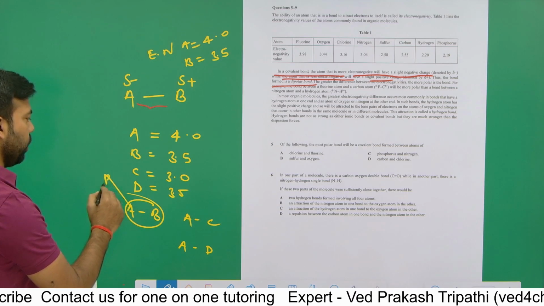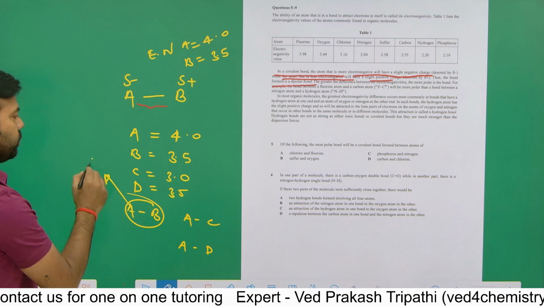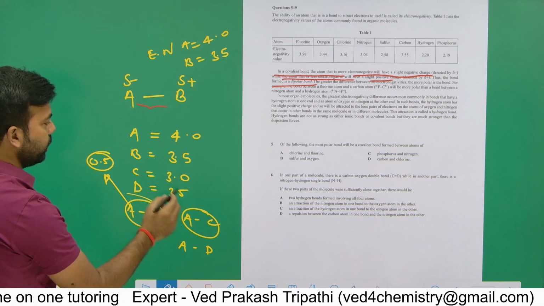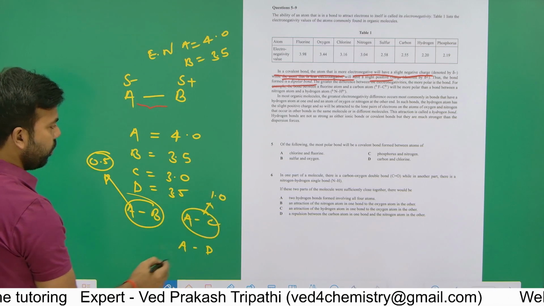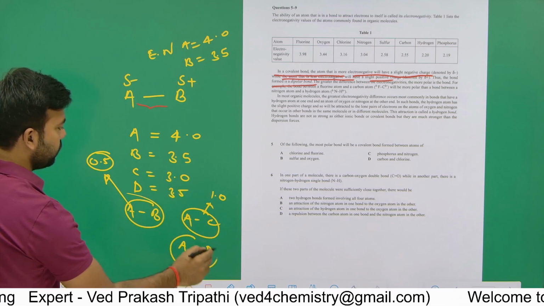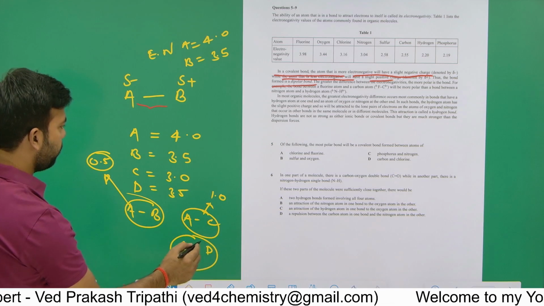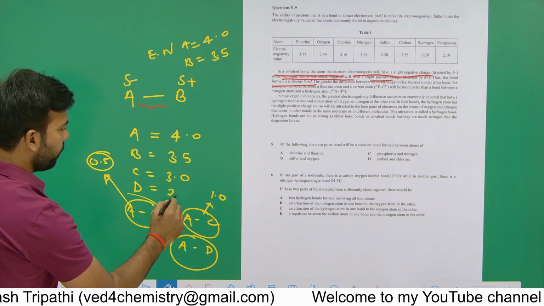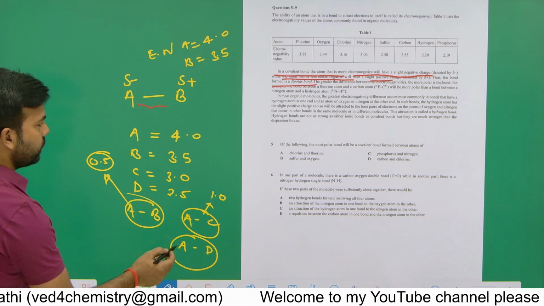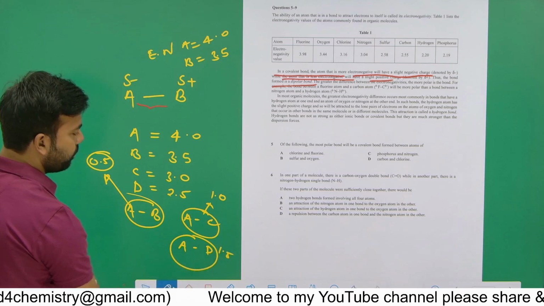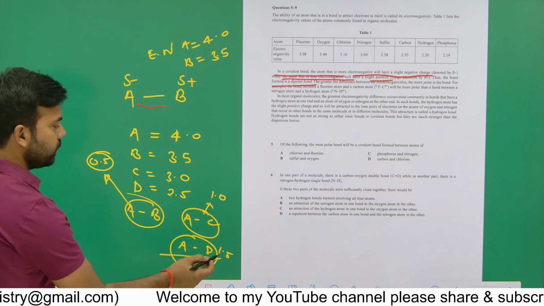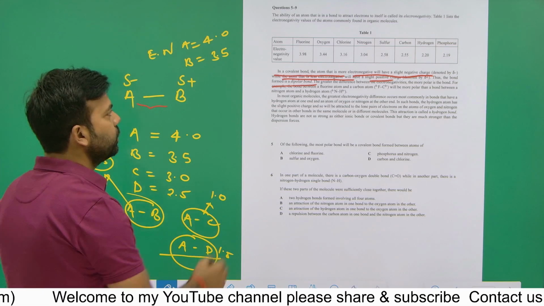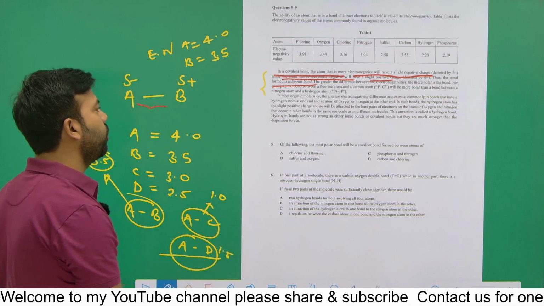So for the AB bond, it will be 4 and 3.5, so 0.5. For the AC bond, 4 and 3, so this is 1. For the AD bond, 4 and 2.5, so this is 1.5. So most polar will be AD because this one has the highest difference in electronegativity. Clear? Which is 1.5. So this is all about polarity and electronegativity.